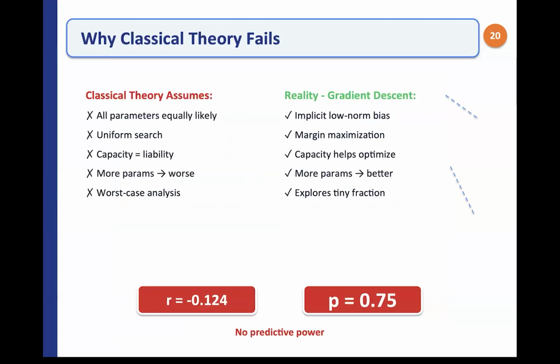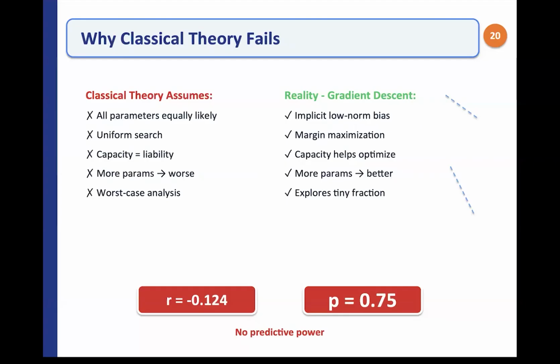Why does classic theory fail? Putting things together, theory and reality are modeling different things. Classical theory assumes all parameter settings are equally likely, capacity is purely a liability, and analysis is worst case over the entire hypothesis class. In reality, gradient descent has a strong implicit bias. It favors low norm, large margin solutions, and only explores a tiny slice of the space.